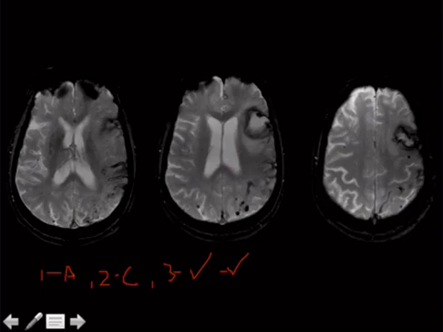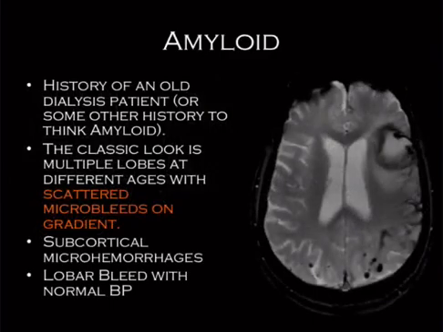So this is amyloid. It's multifocal. They would have to tell you that the patient has normal blood pressure. It would be nice also if they would tell you that they're old and that they have renal failure and they're on dialysis and all the classic things that make you think about amyloid. They're typically in a subcortical location. And like I said, you can get a big lobar bleed with amyloid, just like you can get a big lobar bleed with hypertension. The clinical history would distinguish, and that would have to be provided for you.